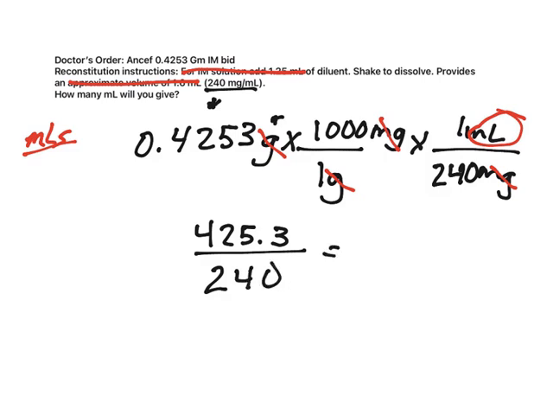So then we're going to divide 425.3 divided by 240. And that's going to give us 1.77208, long number, all these threes. All right. So then we're going to round to the nearest tenths, and we're going to get 1.8 mLs.